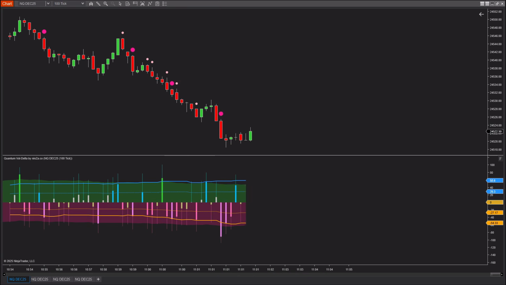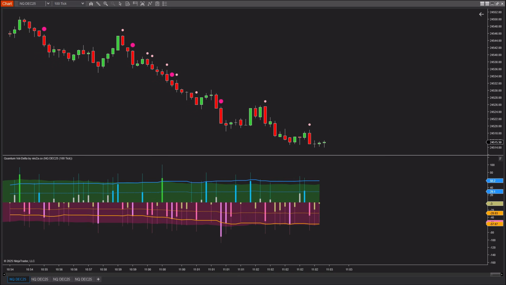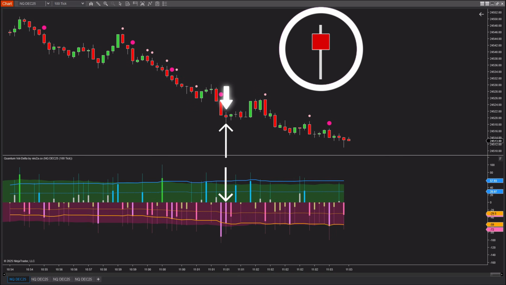Here, you can see that even though this candle meets the conditions for delta volume and strong sell volume, it turns out to be a non-decisive bearish candle. And for that reason, the signal is not suggested.